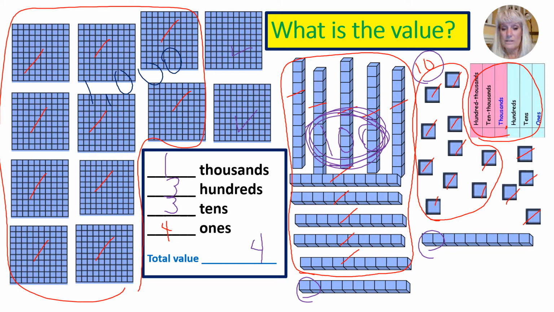So here is my total number. I had 4 ones, I had 3 tens, which had a value of 30, I had 3 hundreds, which had a value of 300, and I had 1,000. And notice when I say thousand, I put that comma in there too.